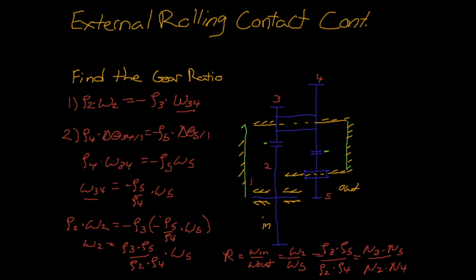So you can see how we could add more pairs of gears, and we're just going to get more rolling contact equations, which would just require a few more substitutions to relate the input speed to the output speed to solve the gear ratio, but it really doesn't make it any more difficult. Be sure to check out the next video. We're going to look at idler gears, how they affect the gear ratio, and why you might use them.